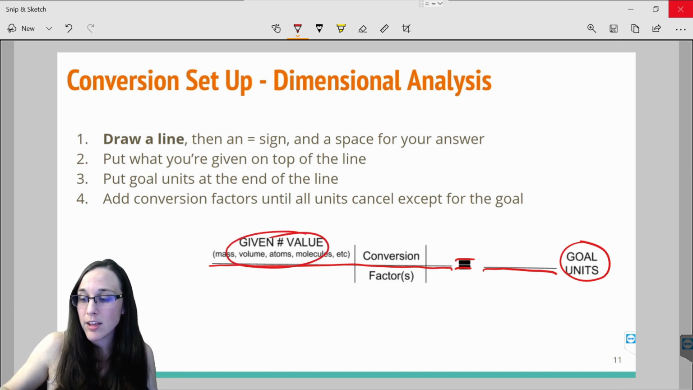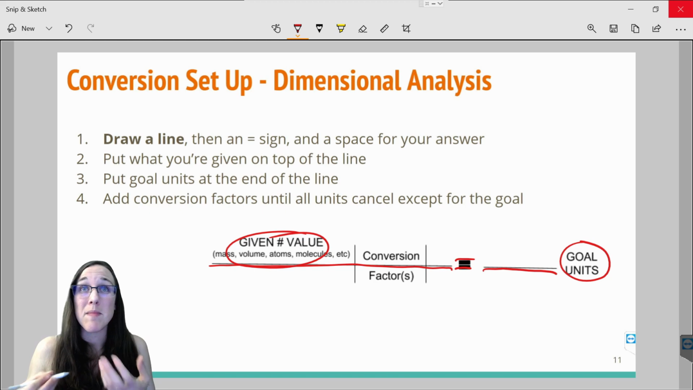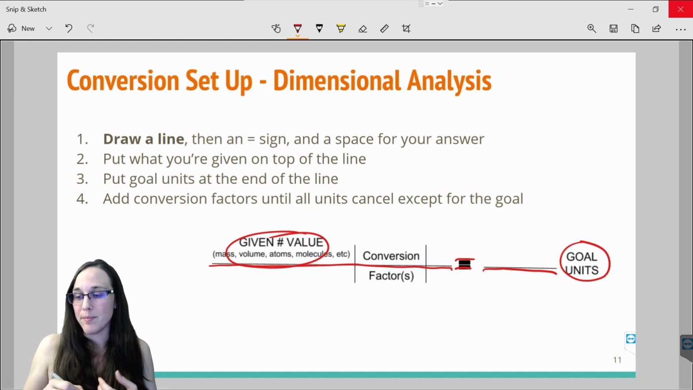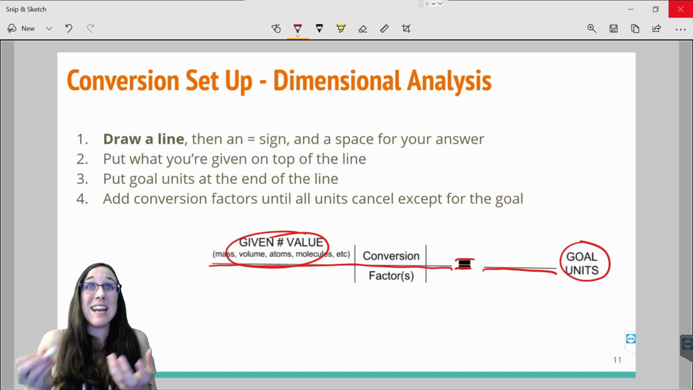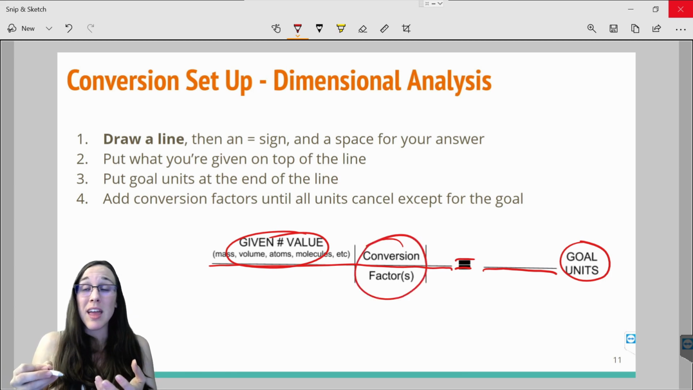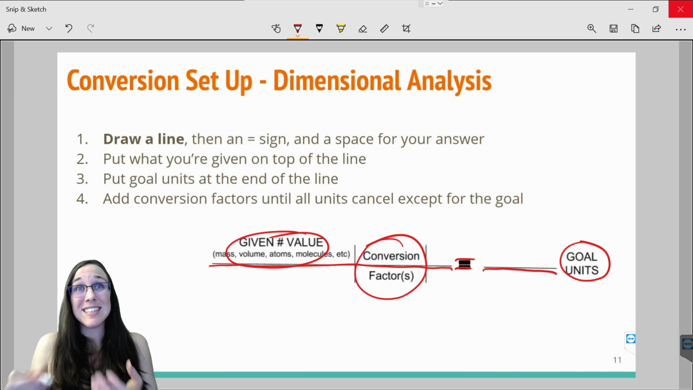The given value that they give us could be mass, volume, acres, feet, plottage, who knows, molecules. It could be anything that they give you, and then what they tell you they want for the goal. And then you're going to have to figure out these domino pieces that go in the middle in order for them to get to that goal.